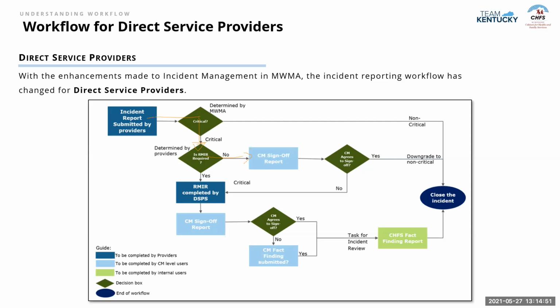So our case manager is going to review the incident. The case manager will see that it's a critical incident that's been submitted without an RMIR, and they can decide if they want to agree to sign off or not. Let's say our case manager does agree. They think an RMIR wasn't needed. They agree with the findings. They're going to agree to sign off, and that critical incident will then be downgraded to a non-critical incident and then closed.